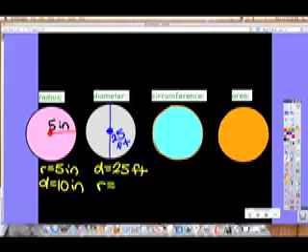Nice. You just cut it in half. So 25 divided by 2 will give you the radius. Radius doubled will give you the diameter. How many of you already knew that? You already knew that? Okay.